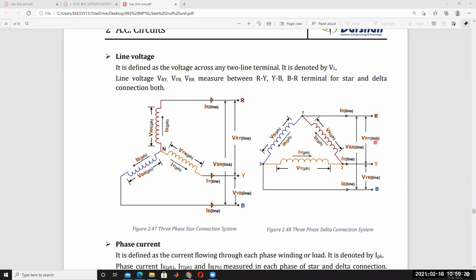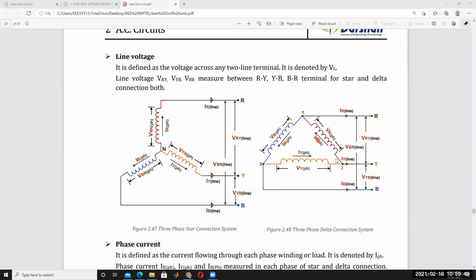Okay, so that's why the line voltage is equal to the phase voltage in a delta connection system. Similarly, Y and B is also called a phase voltage. The B wire is connected here and the Y wire is connected here. That is called VYB line. That's why phase voltage is equal to the line voltage in a delta connected system.